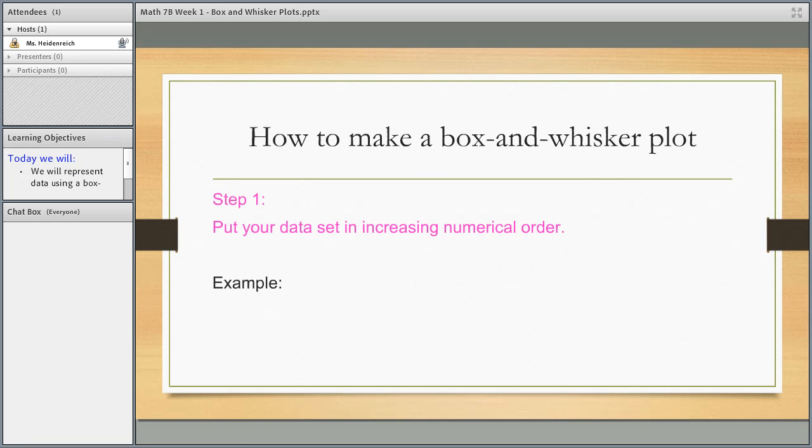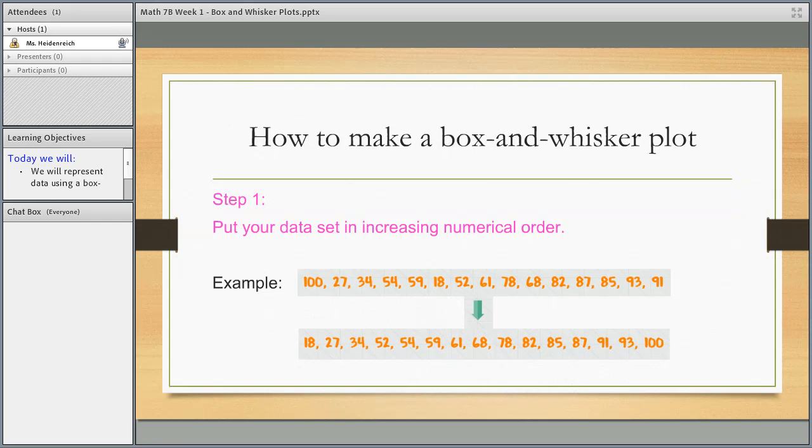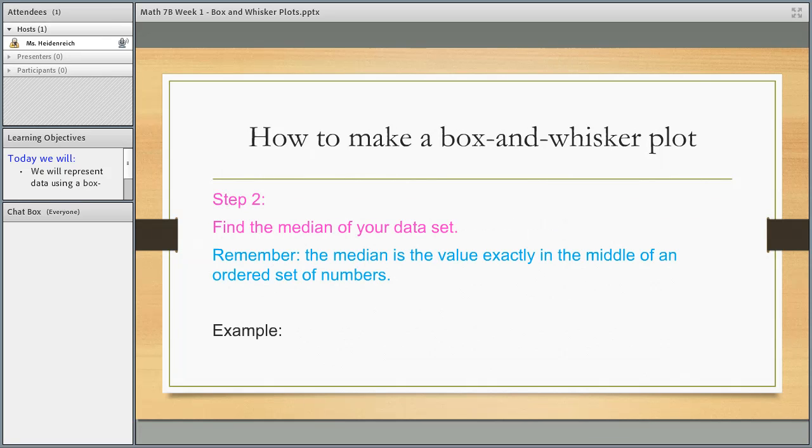Okay, now moving on to how to make our box and whisker plot. I'm going to put up a data set here, and the first step is to put our data set in order from lowest to greatest. So I'm going to do the hard work for you here and put it all down. Make sure that as you do this, you're very careful to include every number in your new list from lowest to highest.